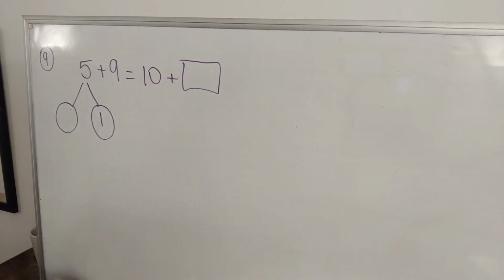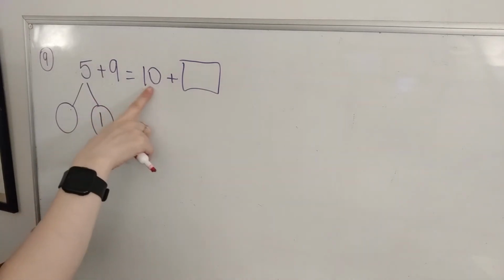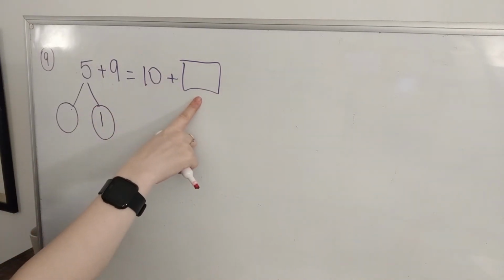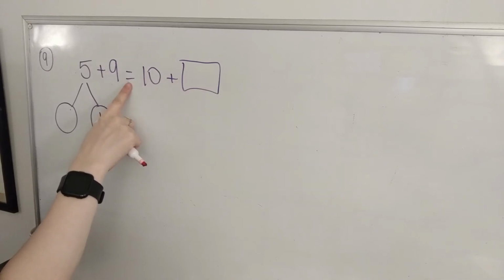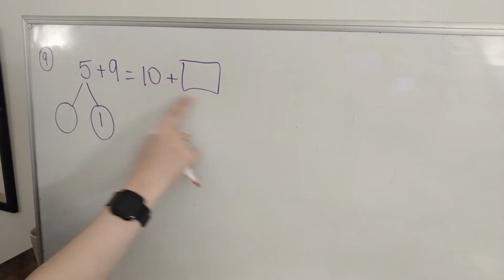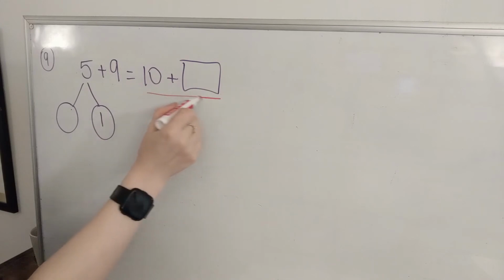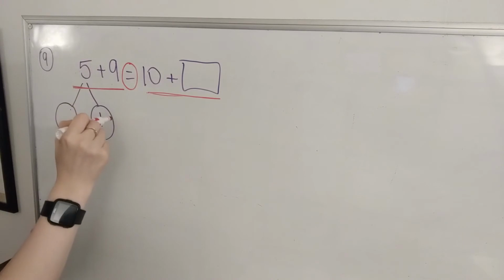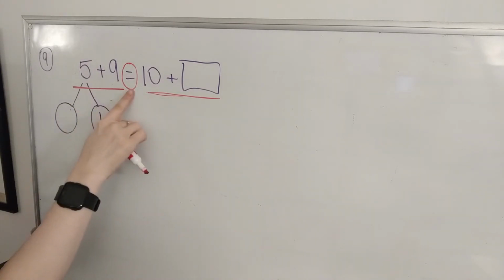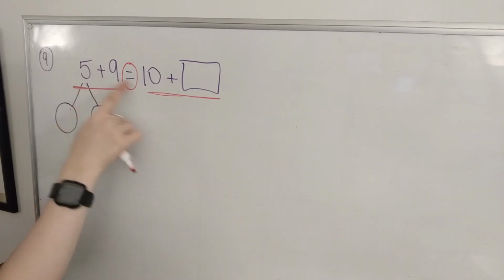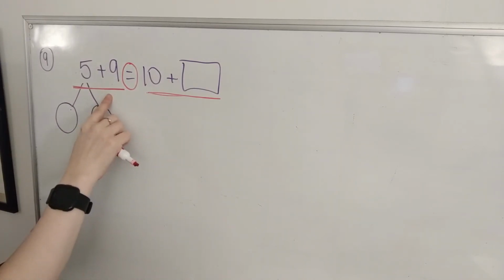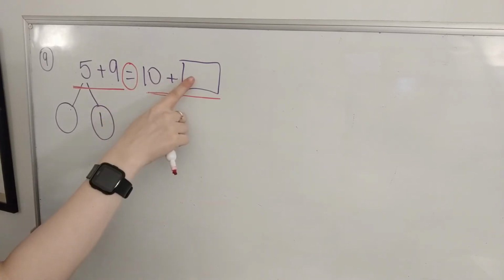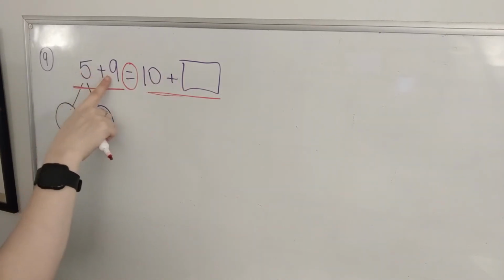Let's solve this one. Number 9. It says 5 plus 9 equals 10 plus. Remember, whenever you see the equal sign in the middle and there's something else extra, this is one side of the equation and this is another side of the equation. And the equal sign means that they are both equal, the same. Which side can we solve for? This side or this side? You're right, we have to solve for the one on the left side because we don't know what that number is. So what is 5 plus 9?